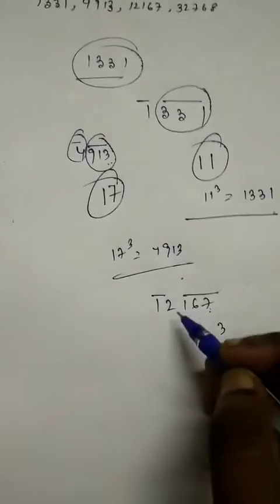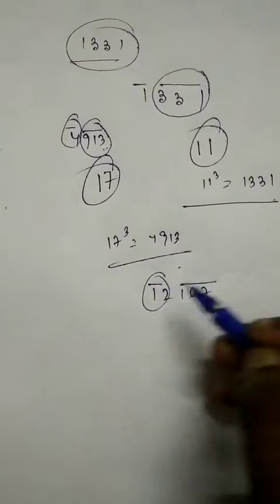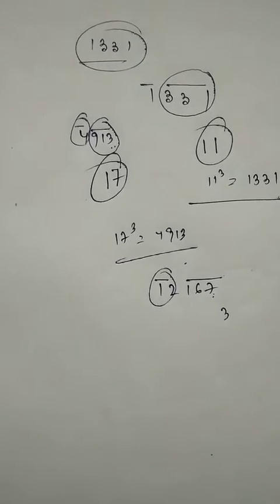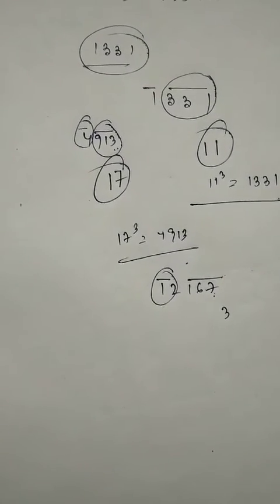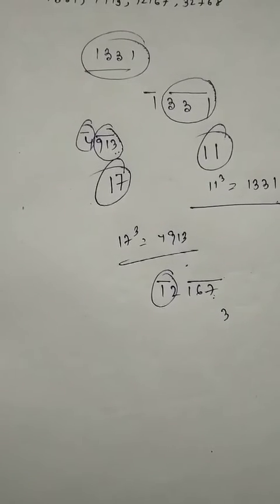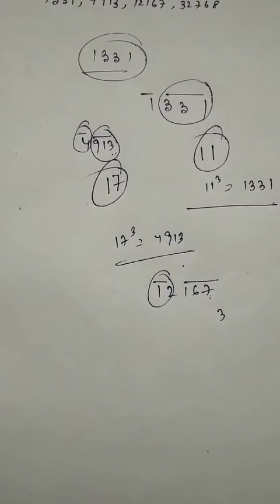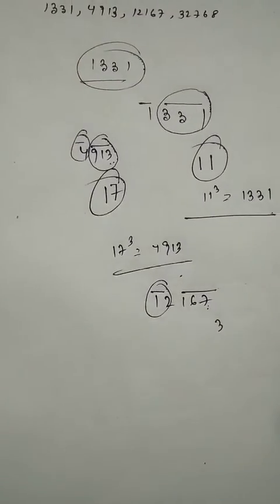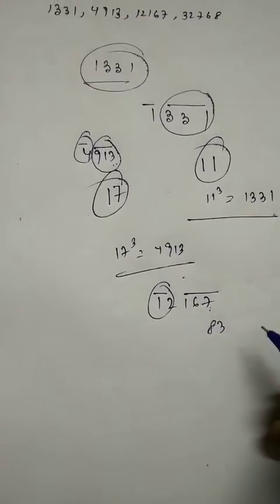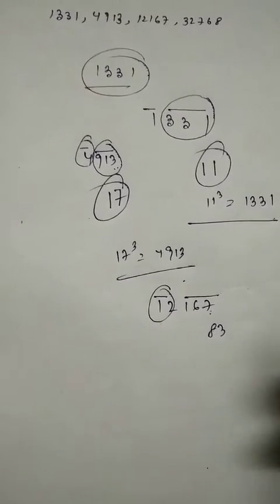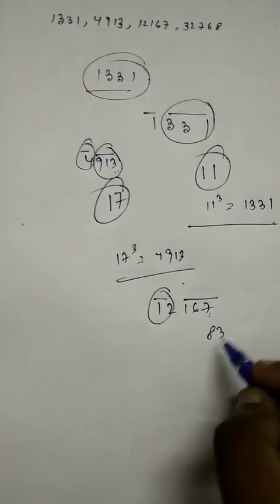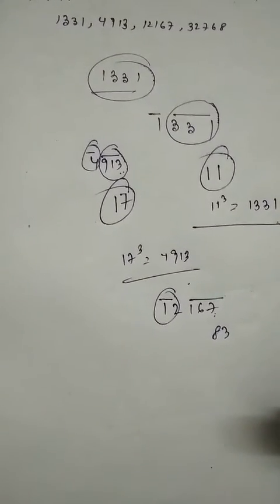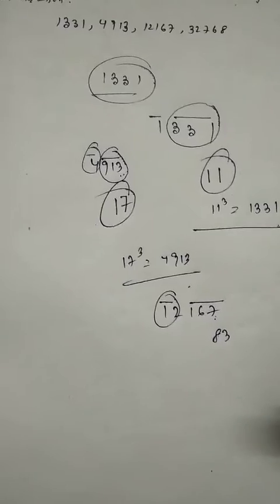Next, the next digits group is 12. 1's cube is 1. 2's cube is 8. 3's cube is 27. 27 is bigger than 12. I have to take the cube of 2. Means 2's cube is 8, so I'll take 8. 2's cube is 8, so it's lesser than 12, so I can take that one. Means children, we have to take either closer or exactly that.